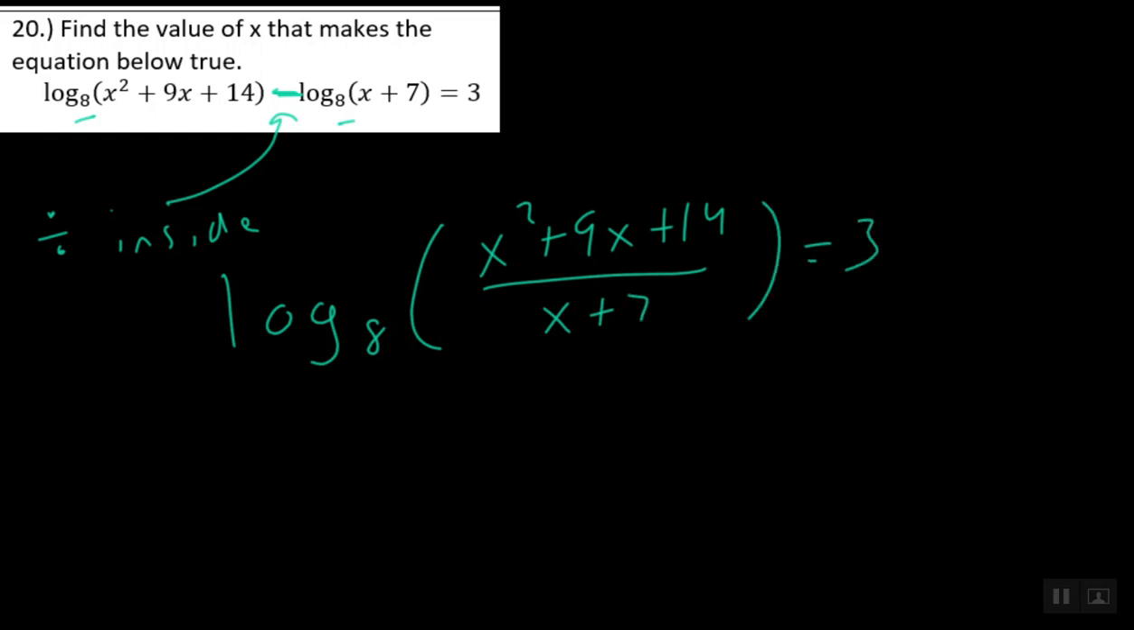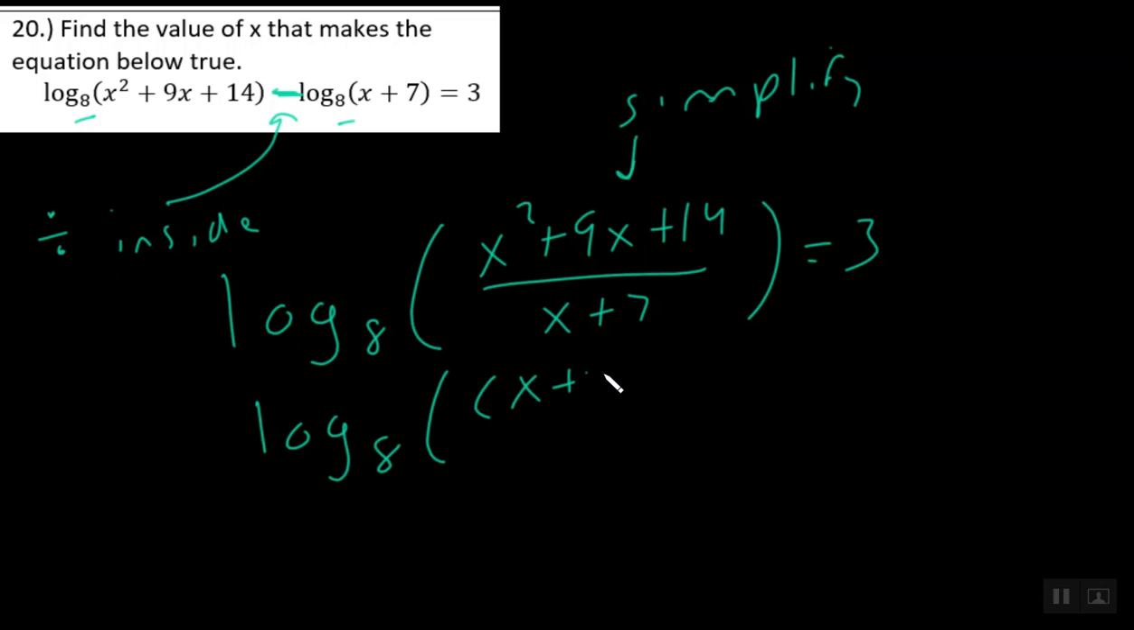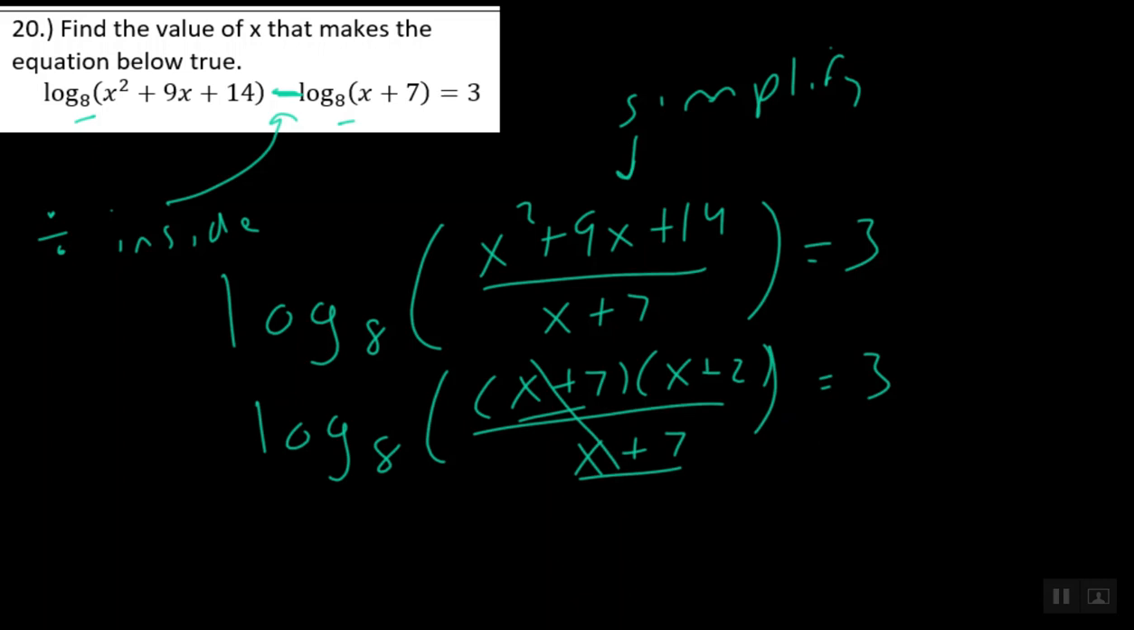Now, I'll do this one step for y'all. I will help you simplify what's on the inside. And so we can write this: log base 8 of parentheses x plus 7 and x plus 2 over x plus 7. And, of course, that will be equal to 3. Now from here, notice that we have an x plus 7 on the top and bottom. Those cancel. And it's up to you to solve log base 8 of x plus 2 is equal to 3. And I know you can.